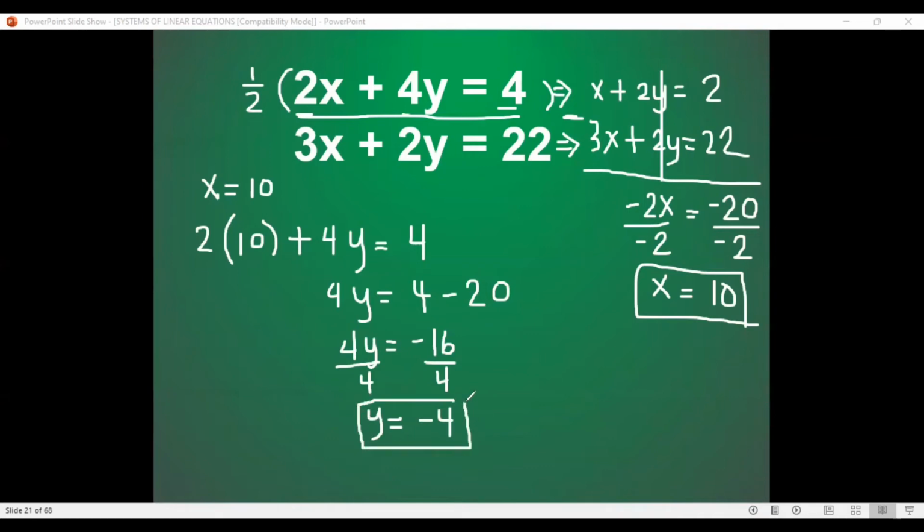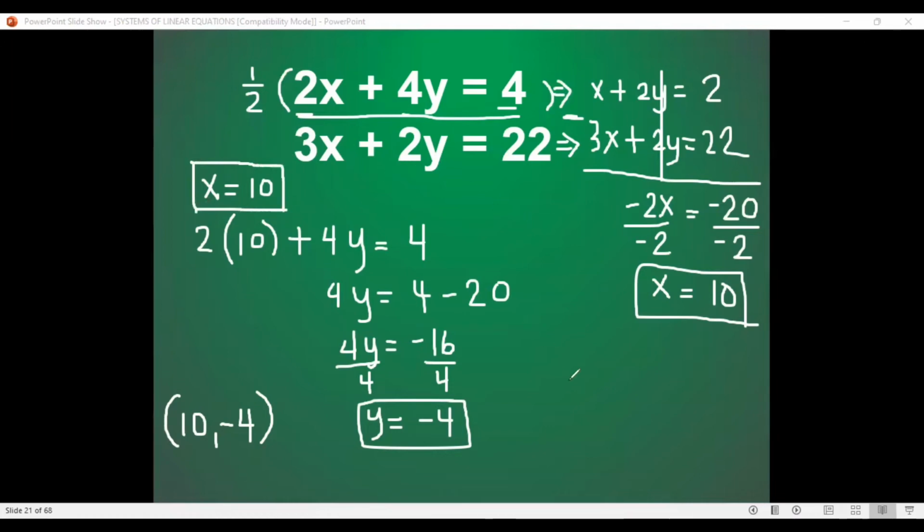Okay? So we have now a value for your x and a value for your y, which means that if you are going to interpret, your solution will be 10 for your x and your y is negative 4. Okay? Again, what I did here is eliminate one variable, and once I solved one of the variables, I just substituted it. So it's a combination of the substitution and elimination process.